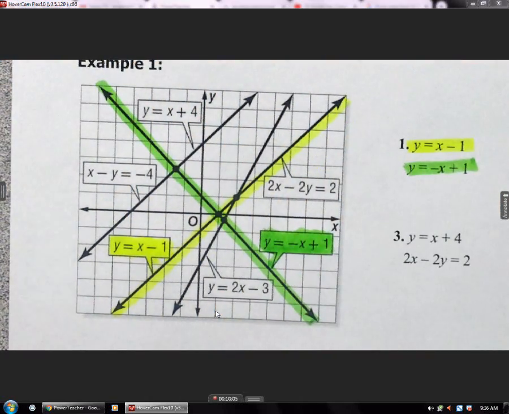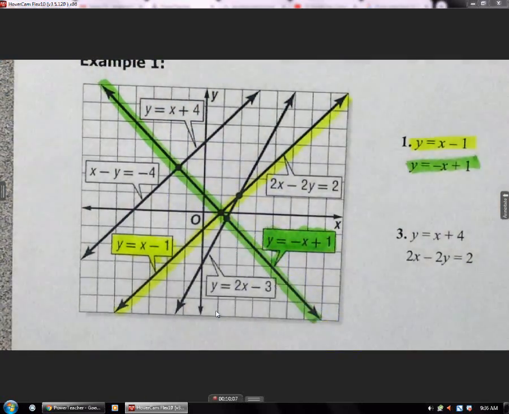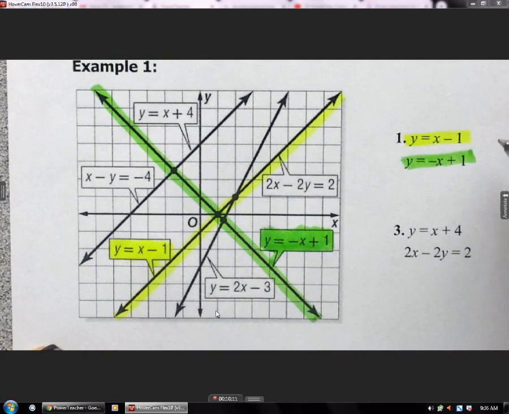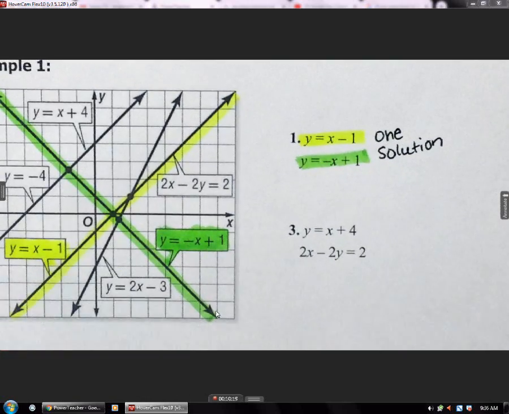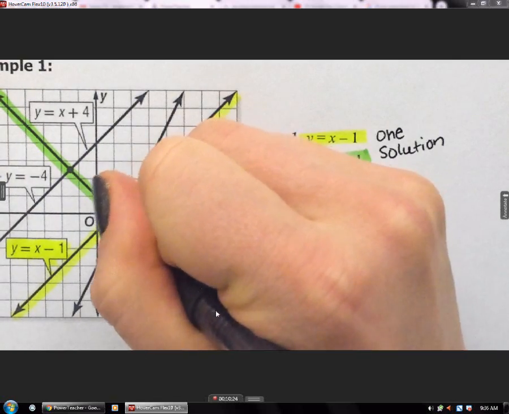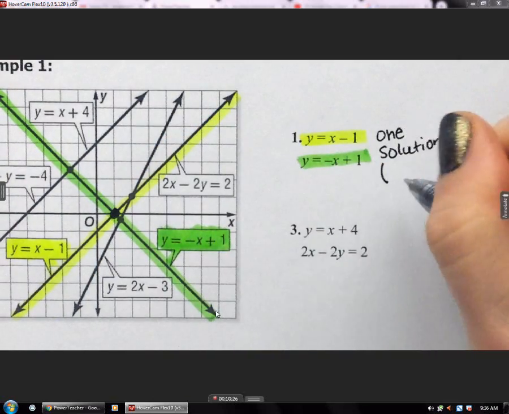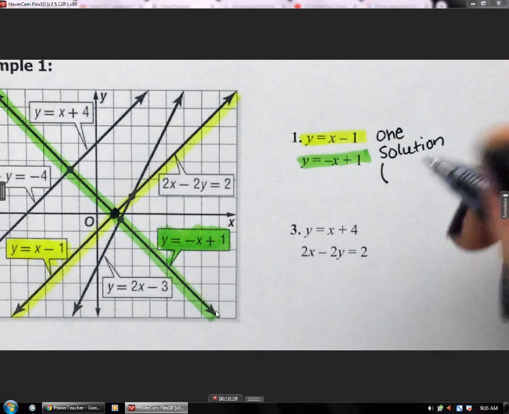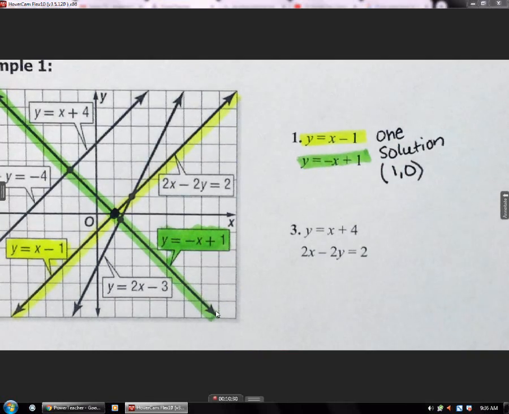So how many times do the yellow and the green line intersect? 1 time. So I would say this has how many solutions? One solution. Sometimes on the homework it's going to ask how many solutions, and then it'll say name the solution. Well, what's the name of the point where they intersect? 1, 0. Yep, 1, 0.